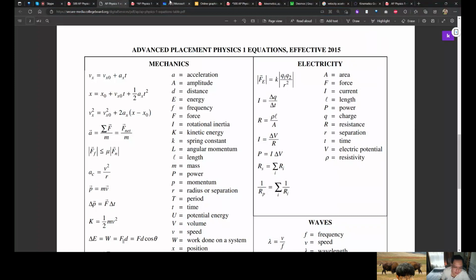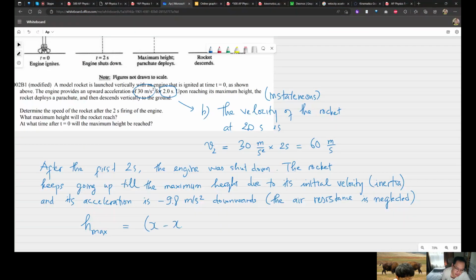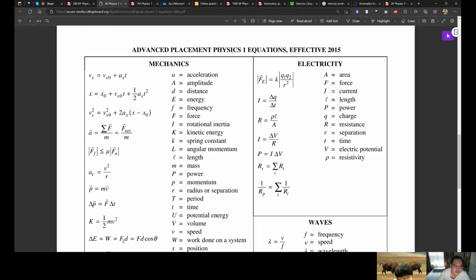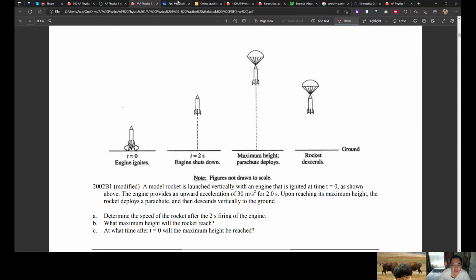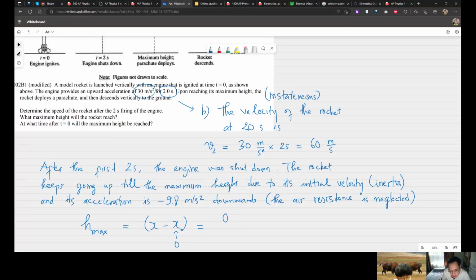x equals x zero, which is zero on the ground, plus v final squared minus v initial squared, divided by 2 times the acceleration. v final at the top is zero.